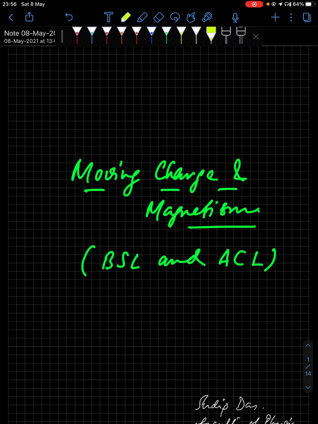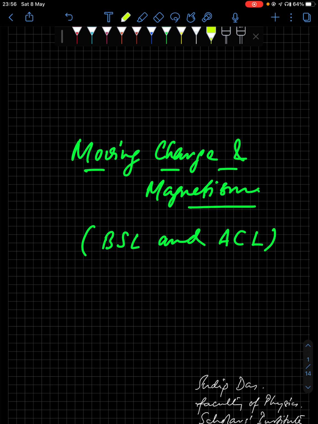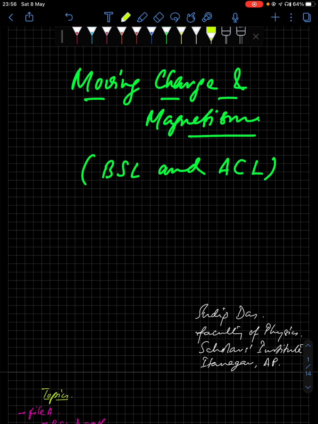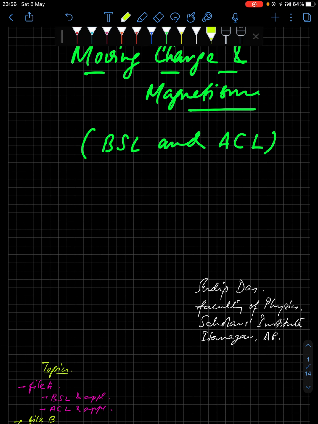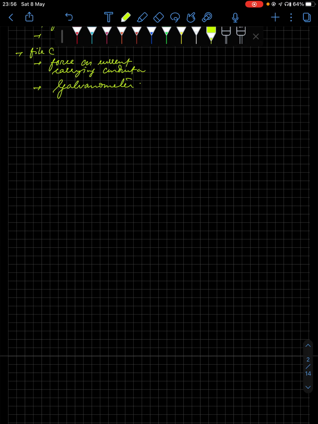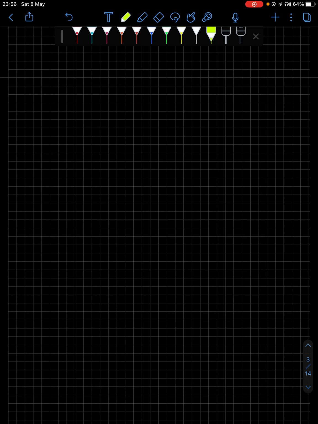Everyone, today we will discuss the chapter Moving Charge and Magnetism, which is chapter number 4 of class 12. In this lecture we'll cover the topics Biot-Savart law, Ampere's Circuital law and their applications. Firstly, before getting into Biot-Savart law, I hope all of you are familiar with magnetic field, right?